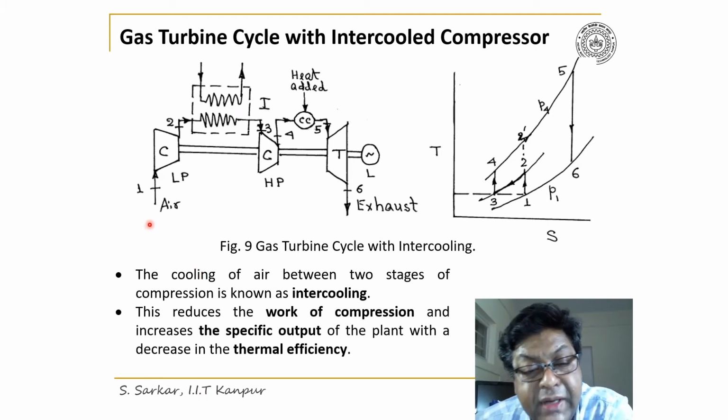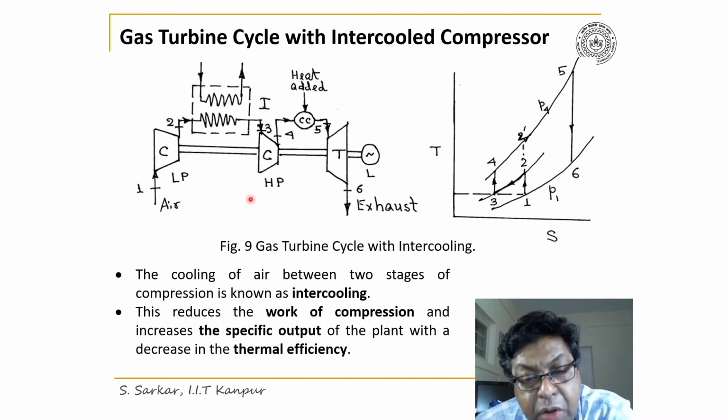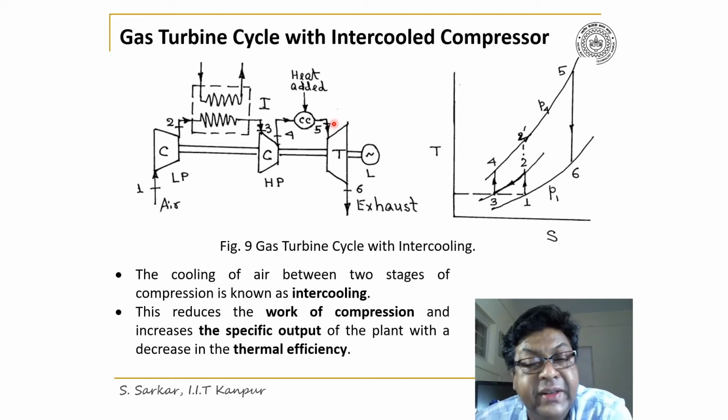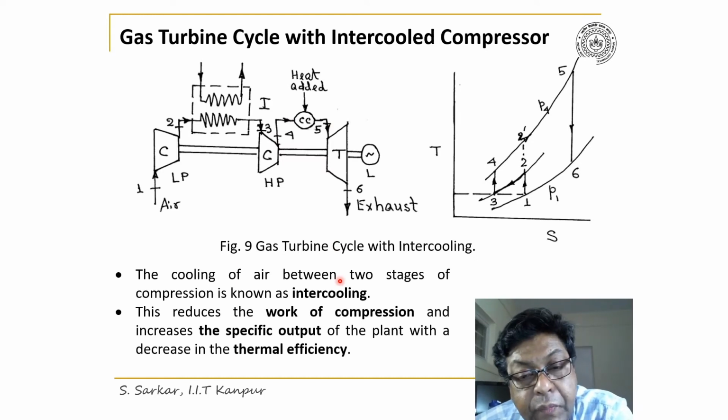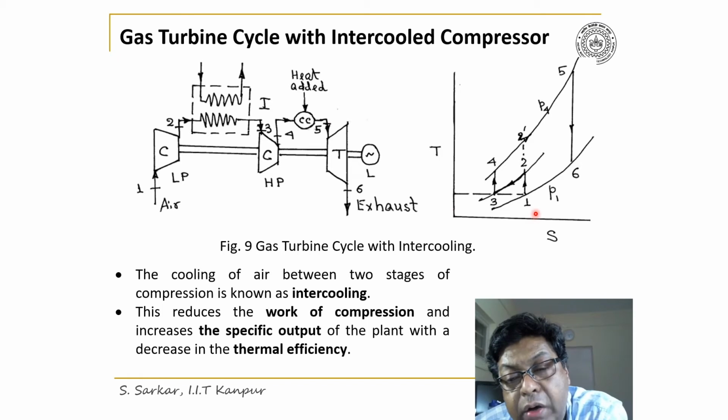So what has been done here? Air is sucked by the LP compressor and compressed, then it's cooled in an intercooler, and then it is again compressed in the high pressure compressor, then pushed to the combustion chamber where heat is added, then it is expanded. Now, the T-S diagram has been illustrated here, where the intercooled gas turbine cycle is 1, 2, 3, 4, 5, 6, 1.